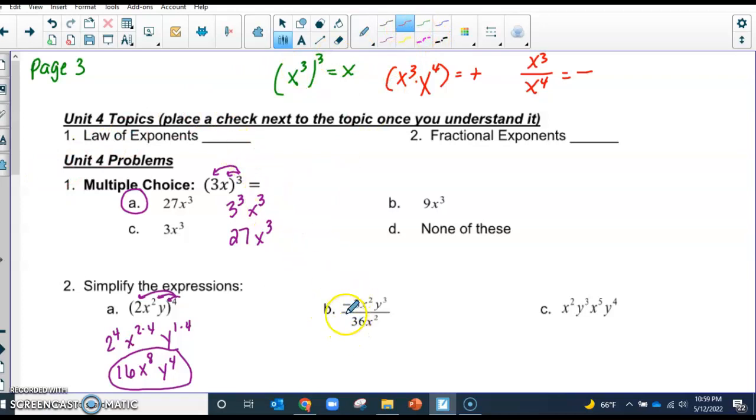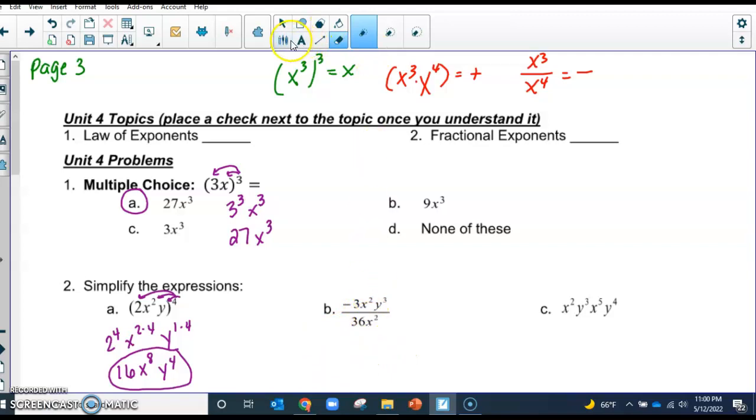For B, I can start by looking at my whole numbers. -3 and 36. When I reduce that, it becomes -1 on the top and 12 on the bottom. Now I have x squared over x squared. These are just going to cancel out, so they go away, and I'm left with y to the third on the top.